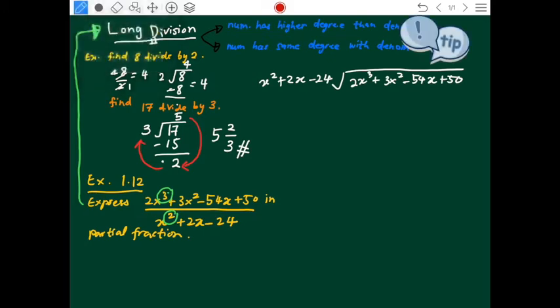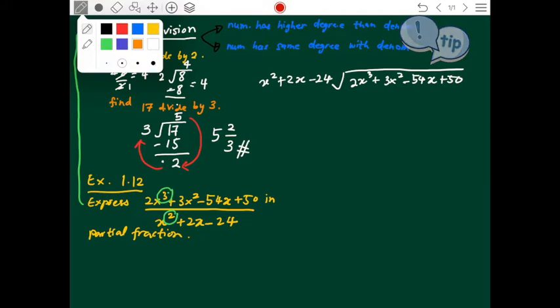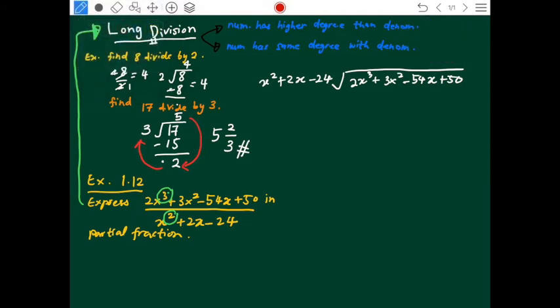Here we want to cancel out 2x cubed, 2x to the power of 3. Here we have x squared, or x to the power of 2. So it means that we need to multiply by 2x. So here, 2x.